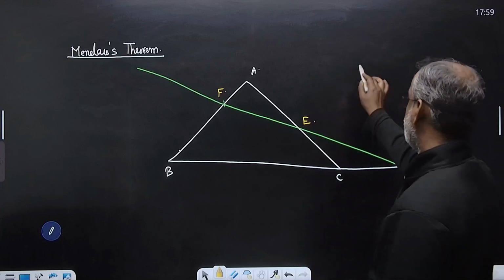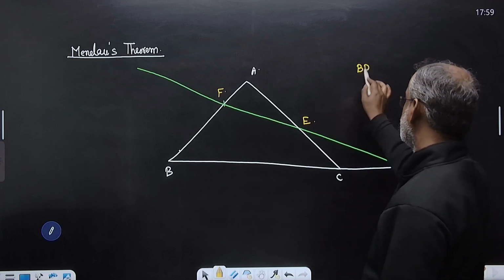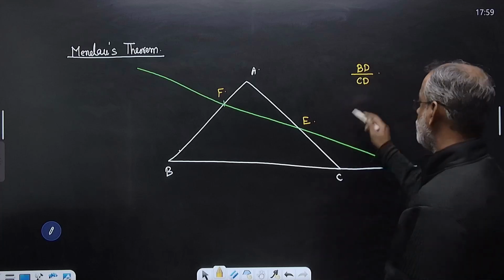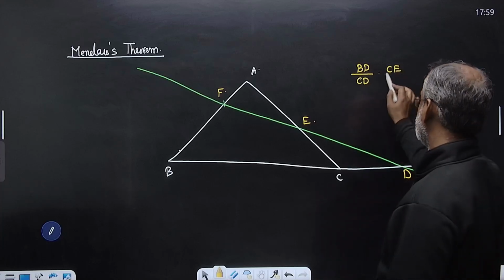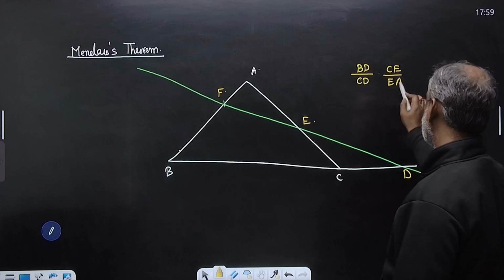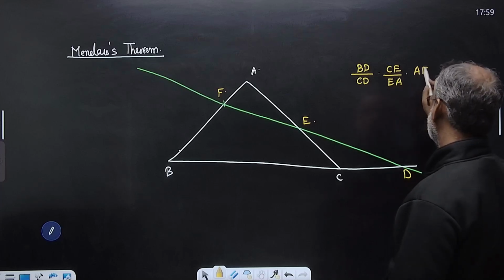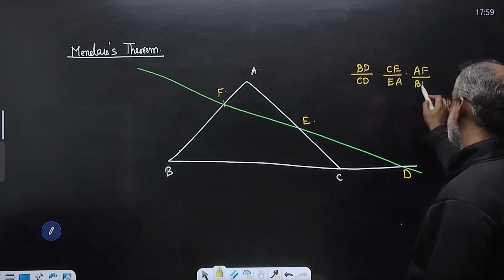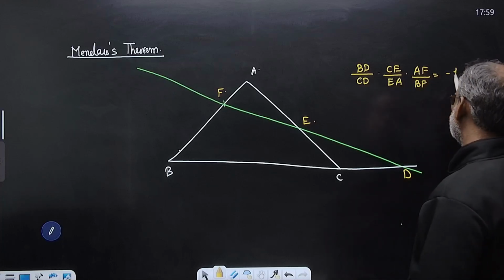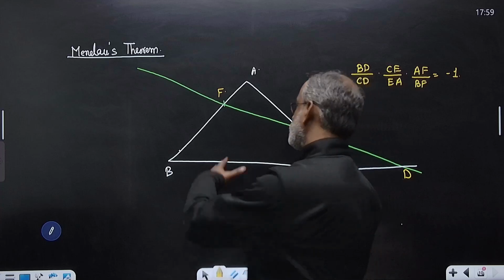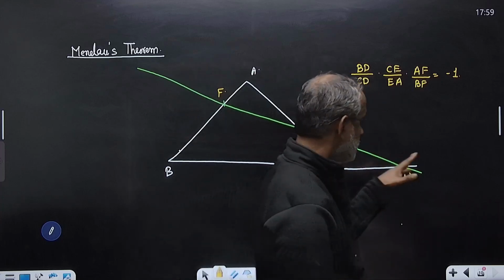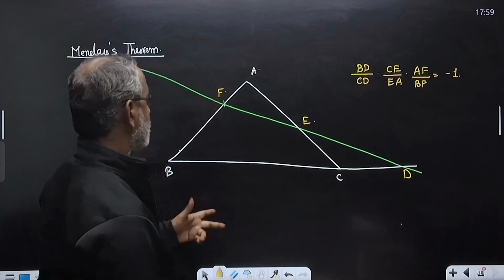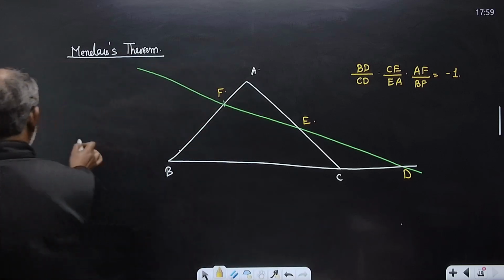So, again BD by CD into CE into AF by BF. This algebraically we say is -1 because you can see two of the ratios are internal and one ratio is external, or all three can be external. Okay.